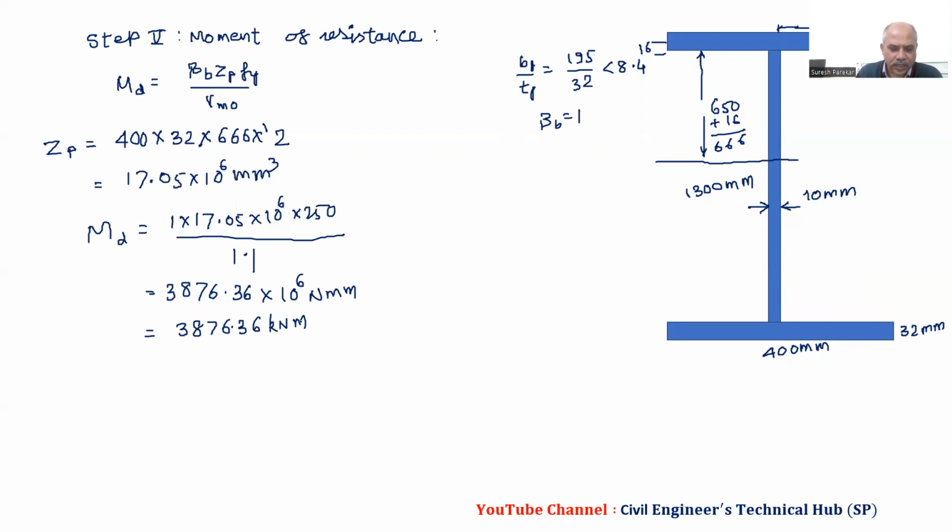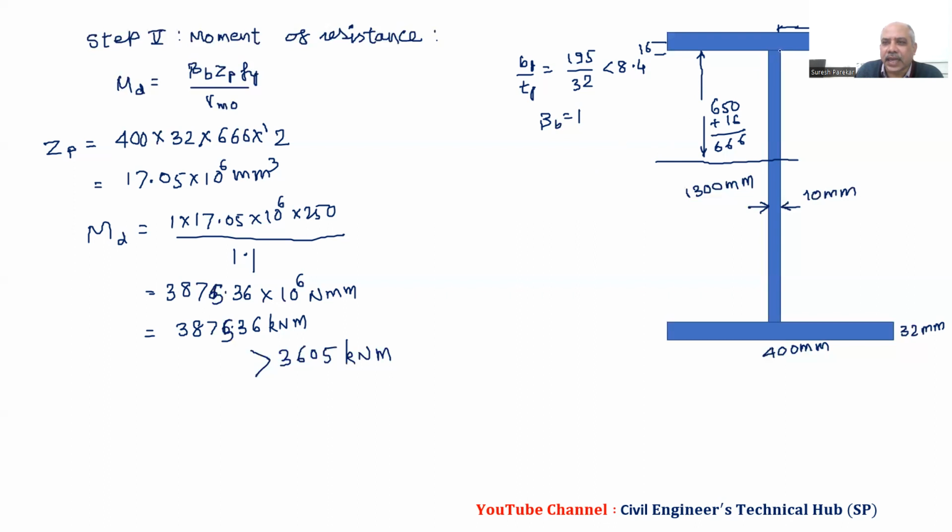17.05 into 10 to the power 6 into 250 upon 1.1. So, sorry, this is 3875. Okay, just check it. 3875, something like this. And then this is greater than our value, which is 3605. We have considered only flange because our assumption is that flange is going to resist bending moment.